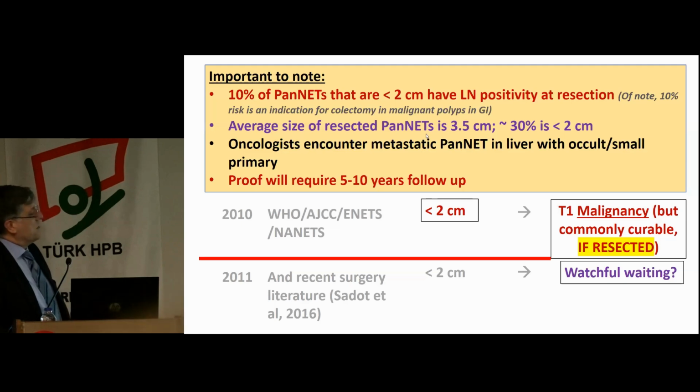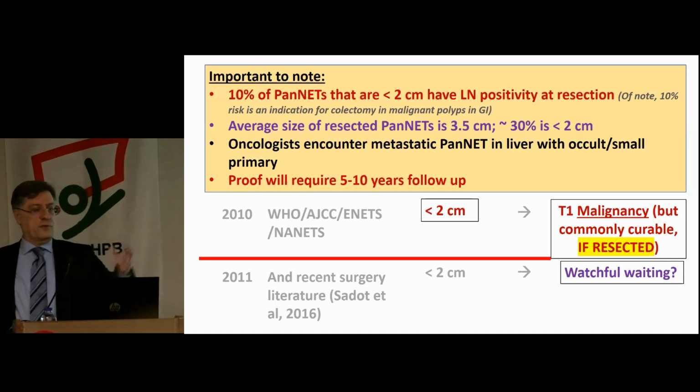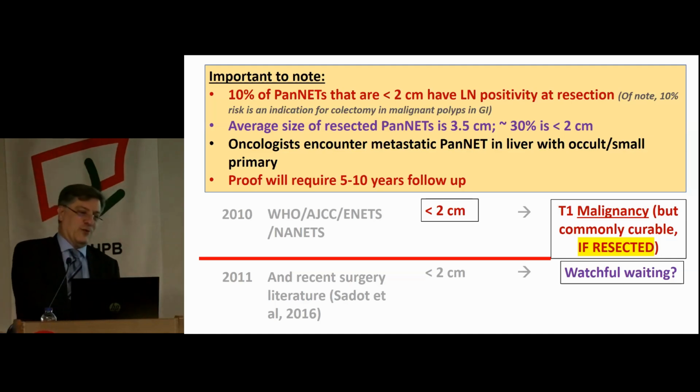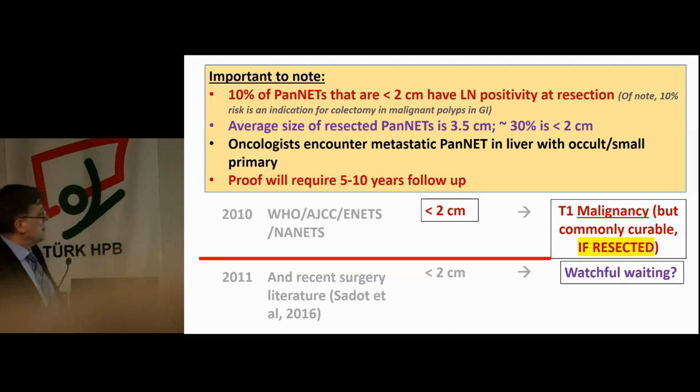And we know that the average size of resected PanNETs is 3.5 centimeters. So it's not like these tumors are usually 15 or 20 centimeters and 2 is the very small version. About 30% of them are smaller than 2 centimeters. So we're not dealing with a very small subset here.